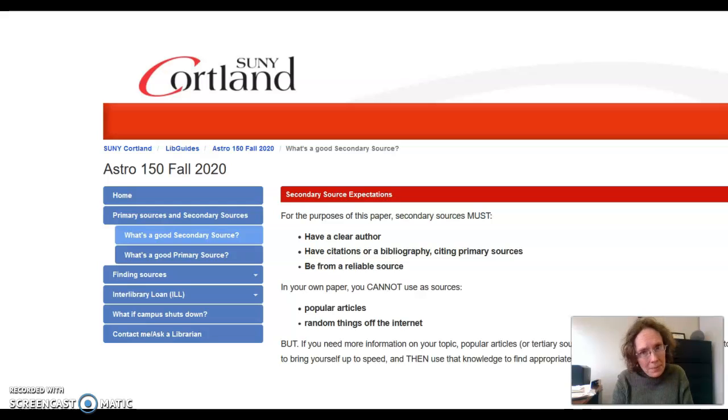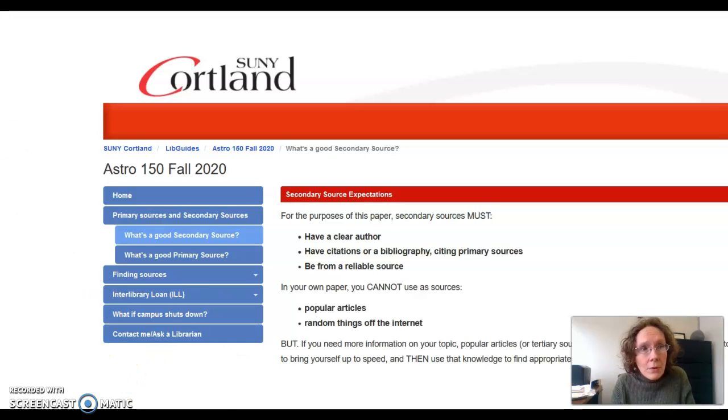If it doesn't, please reach out to me, right? You can contact me, ask a librarian here, and just shoot me an email and ask if you're unclear. Or if, when you're actually working on this, you've got sources and you're like, I don't know if these are going to work. Is this primary? Is this secondary? Is it viable? Email me. I'm really happy to help with this.